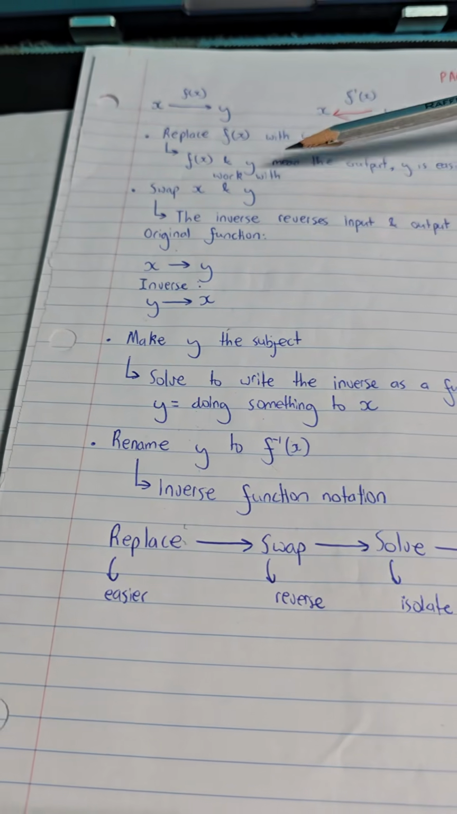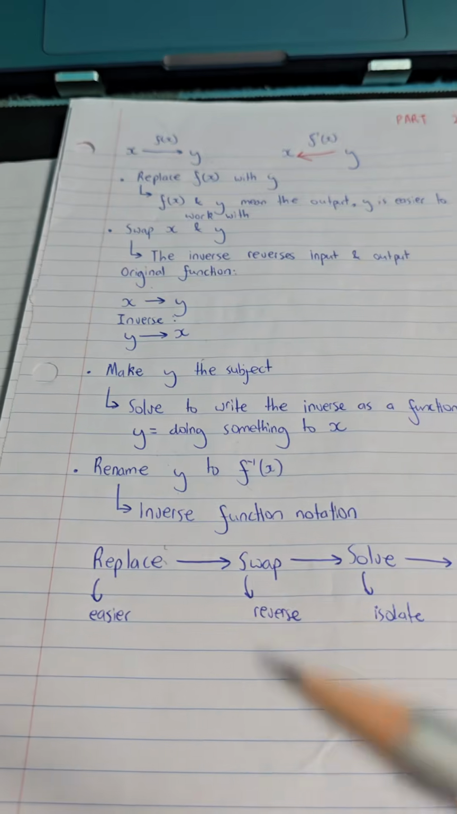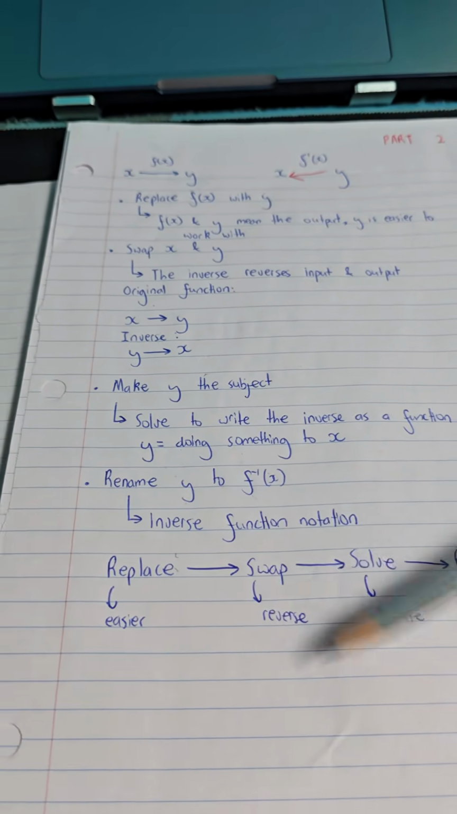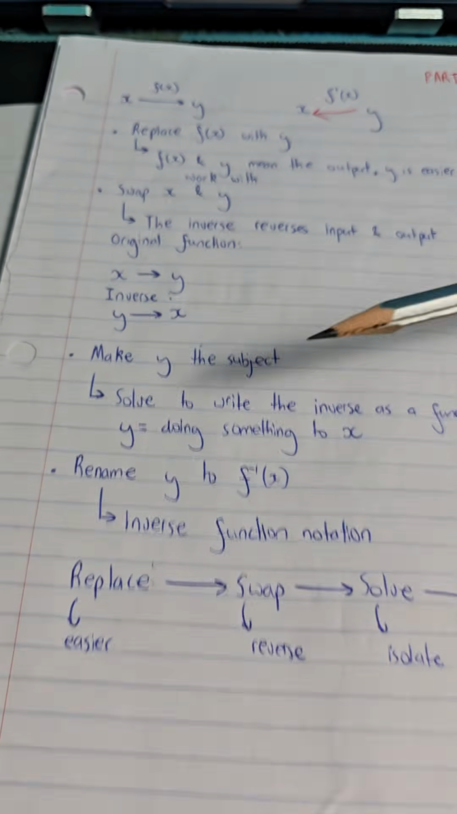You're doing this to make your life simpler. F of x and y mean the same thing. It means the output. Hope we understand that. Then you're going to swap. Why are you swapping? You're swapping because the inverse function reverses the mapping.